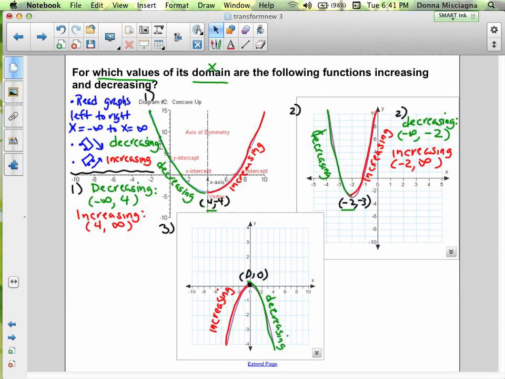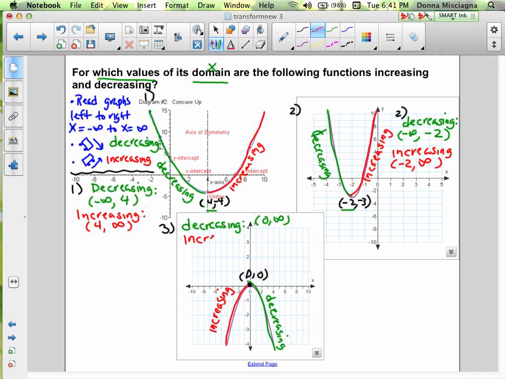So let's just be consistent and do decreasing first. The graph is decreasing. It starts to decrease at 0, and forever and ever it's going to decrease after that. But the graph started off increasing. So it increases from -infinity to 0. Right? So here you get a little look at increasing and decreasing. We're going to spend a lot more time with it when we get to polynomials.